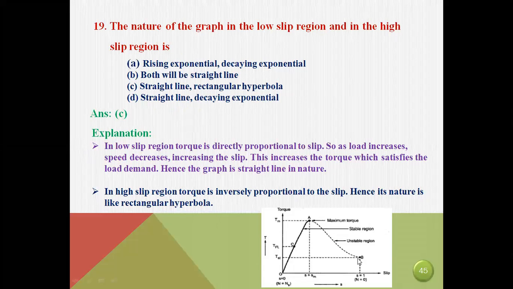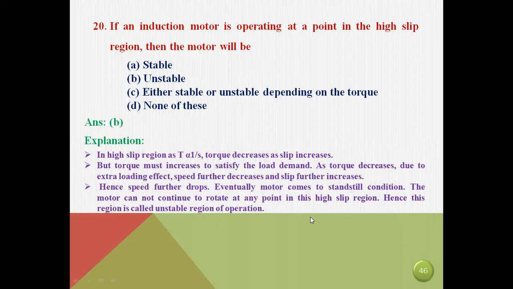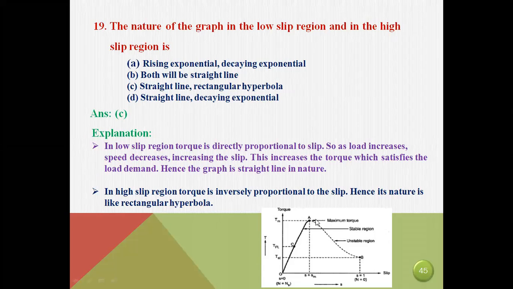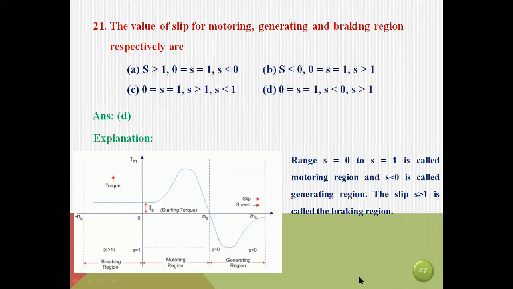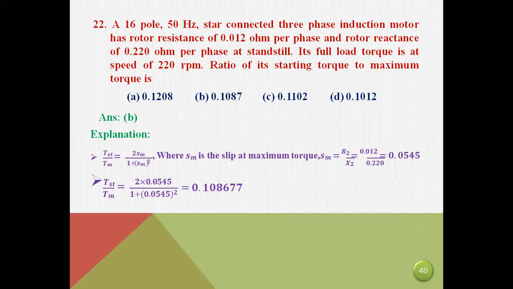You can see here, if we are using that as a motoring region, here you will get S equal to 0 or S equal to 1. So we can say for the motoring region, slip will be in between 0 and 1. For the generating region, slip will be less than 0, and for the braking region, slip will be greater than 1. Now we can solve one numerical.